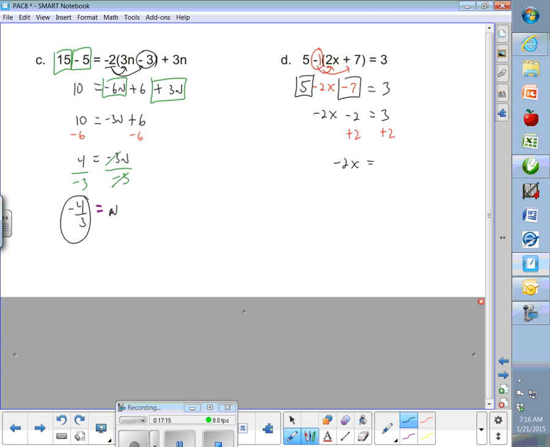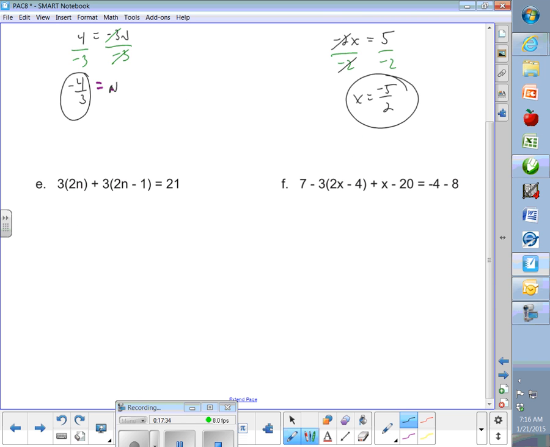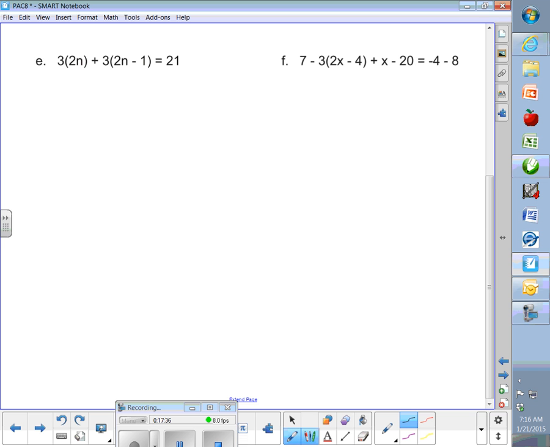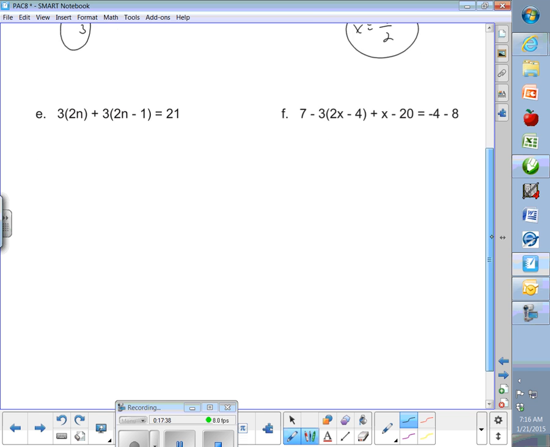Negative 2x equals 5. Let's move the negative 2. We've done that a bunch. We can divide both sides by the negative 2. And where do we end up? x equals, negative goes in the top, not in the bottom, negative 5/2. Hey, not hard at all. All right, let's do a couple more.